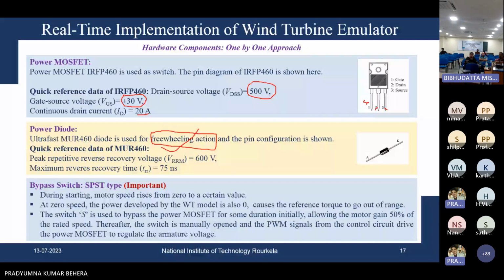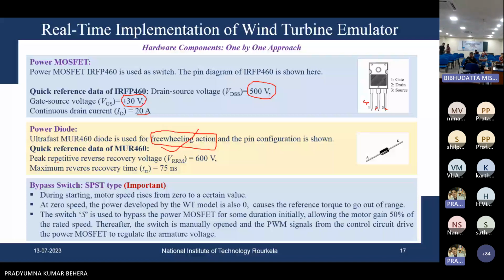Next is the bypass switch. Here a single pole single throw type bypass switch is used, and it plays a very important role in the wind turbine emulator setup, because during starting the motor speed will rise from 0 to a certain value. At that speed the power developed by the wind turbine model is 0, which causes the reference torque to go out of range.